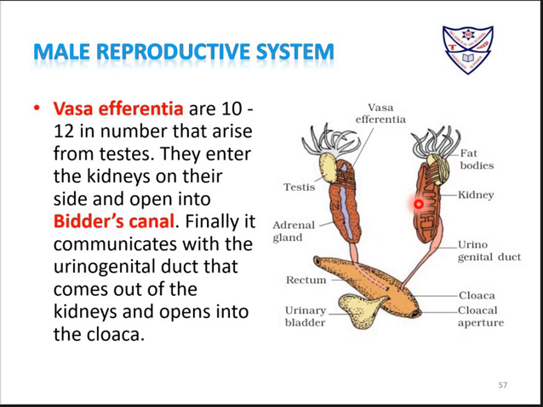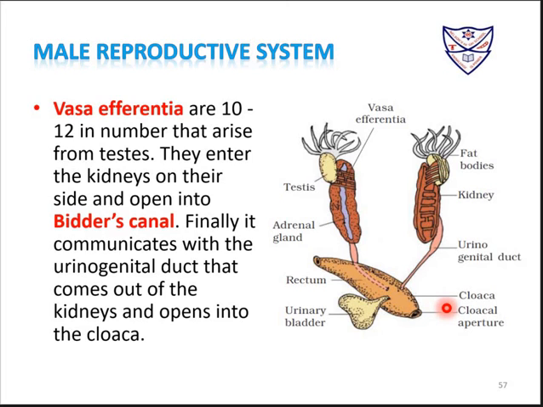Let us see the male reproductive system. It consists of vasa efferentia. They are 10 to 12 in number and arise from the testes, and they enter the kidneys on their side and open into Bidder's canal. It communicates with the urinogenital duct that comes out of the kidney and opens into the cloaca.